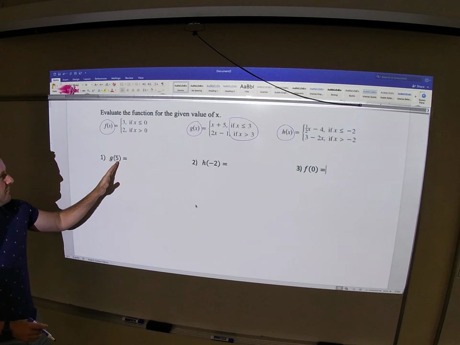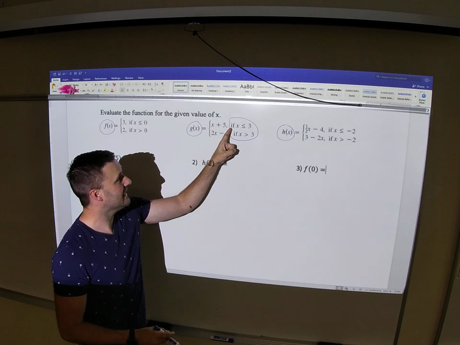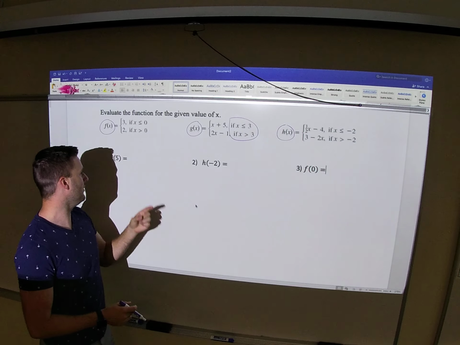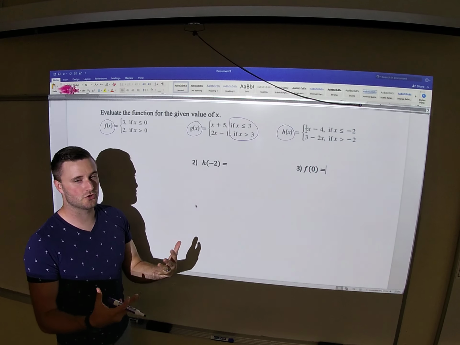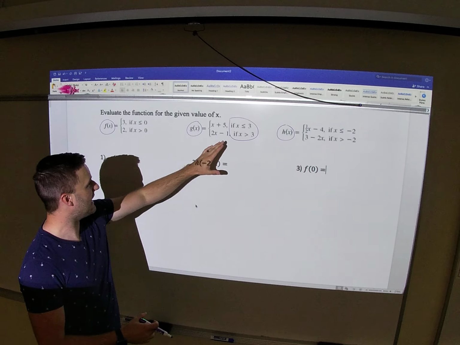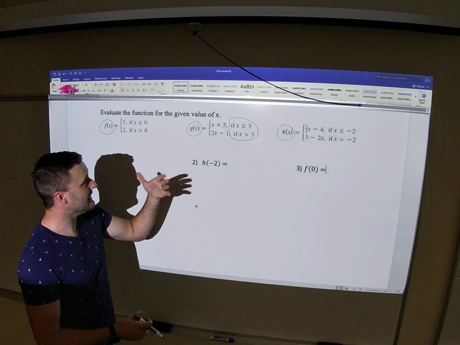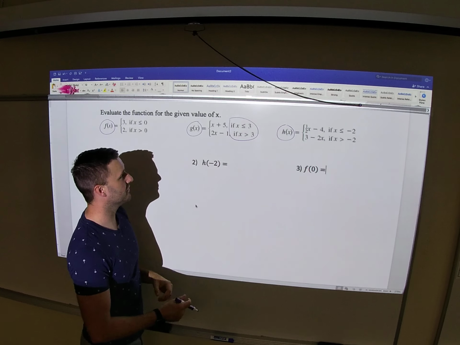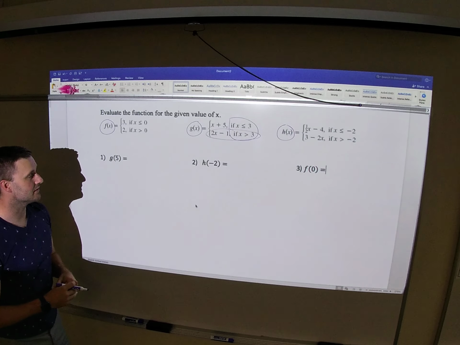So g of 5, I'm going to replace x with 5 in this top piece if and only if my x value is less than or equal to 3. Well, is 5 a number that's less than or equal to 3? No, 5 is larger than 3. So because 5 is greater than 3, then I'm going to use my second piece if and only if that x value given that I'm trying to find is greater than 3. So in here, I'm actually going to use this second piece.